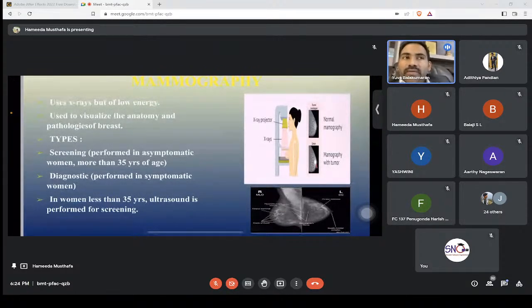And next is mammography. It is essential for all women above 40 years to screen for breast carcinoma. It uses the same X-ray techniques, but with less radiation. It is used to visualize the anatomy and pathologies of the breast.